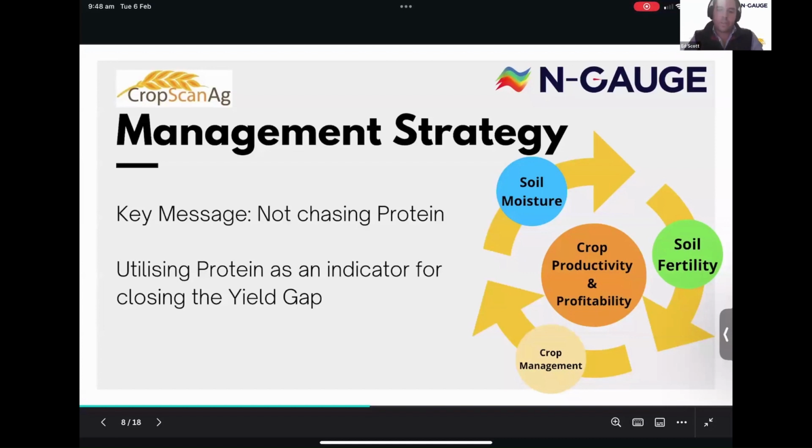As we go through this, we're utilizing protein as a field performance indicator. And how does it link into the overall strategy of how much moisture we've got? Soil moisture links to soil fertility, and then loops through to crop management. We don't want to look at it in an individual silo, we want to be joining the dots on this. That's what helps advance us forward.